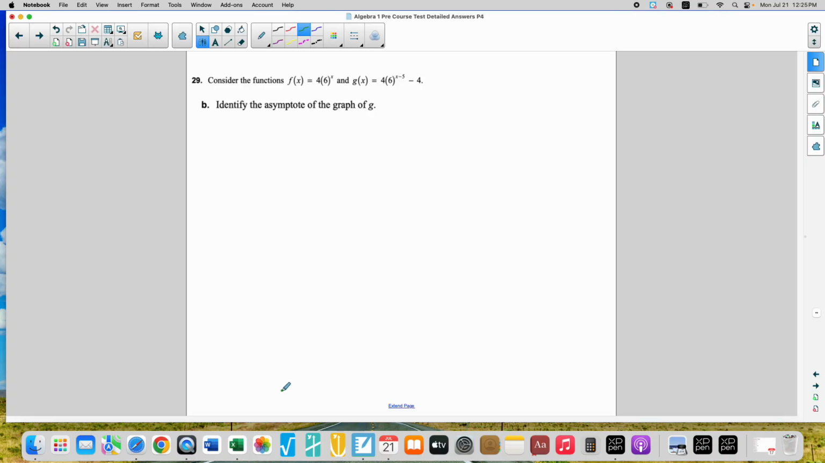So for, let's see, identify the asymptote of the graph of G. Asymptote is -4, y equals -4. Huh. Is it never going to equal?